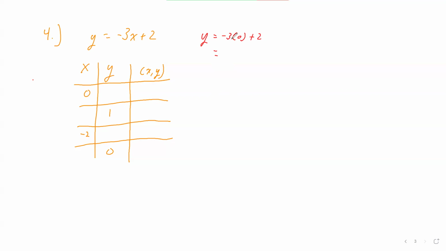Do your multiplication first. So -3 times 0 is 0. And so 0 plus 2. Still combining like terms here. So it'd just be 2. So your y is equal to 2. Not much solving there. That's more of an evaluating. So I put a 2 here. So then my coordinate would be 0, comma 2.